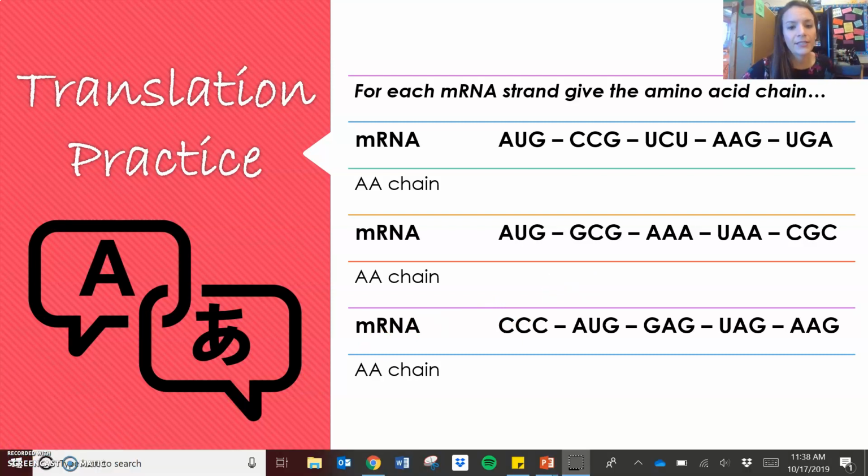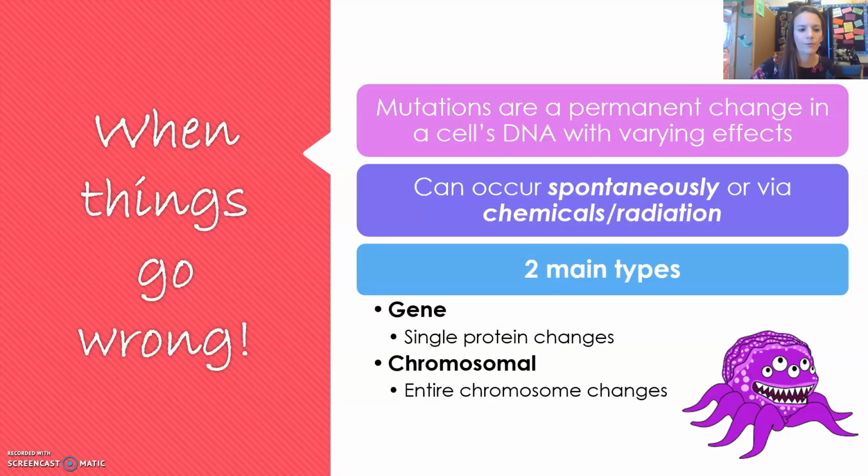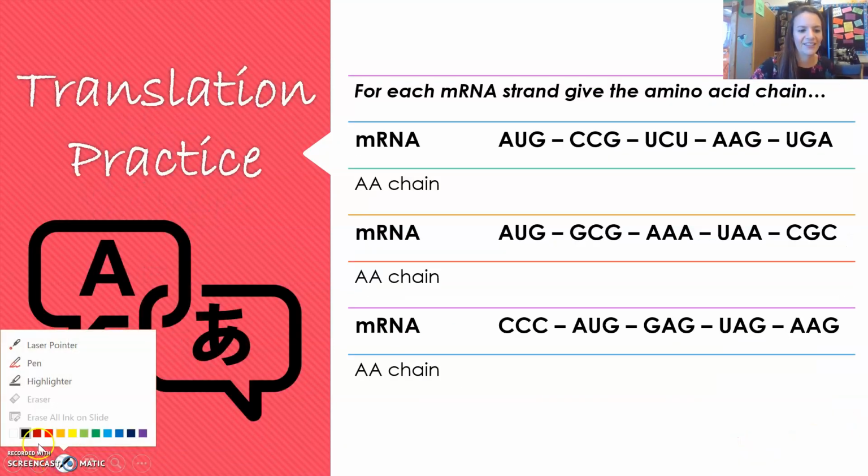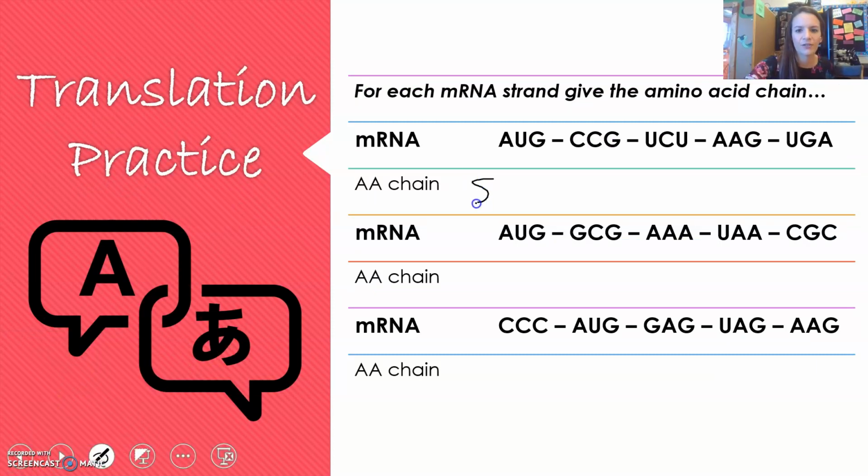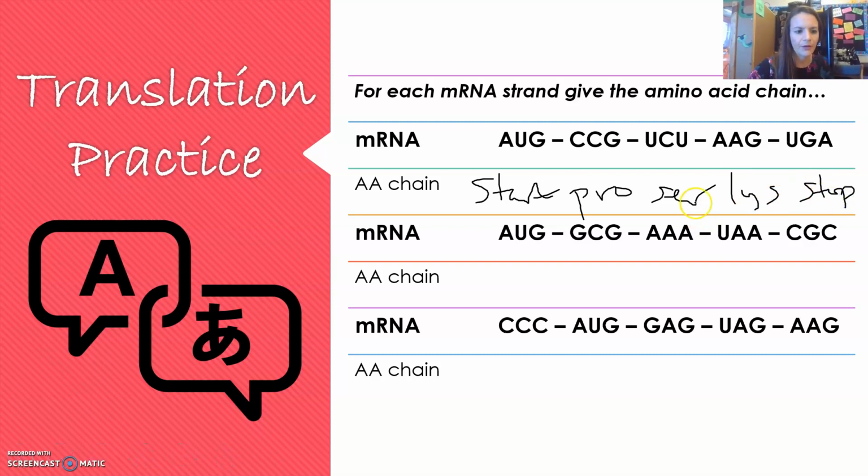All right, so let's go ahead and translate this. First of all, AUG, we know that that is the start codon. So start. According to my chart, CCG is proline or pro. UCU is ser. AAG is lysine or lys, and then UGA is stop. All right, go ahead and pause now.